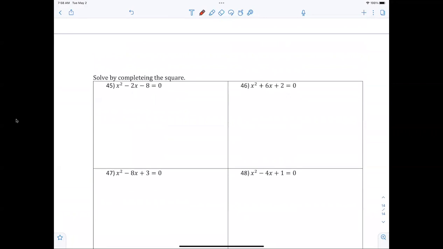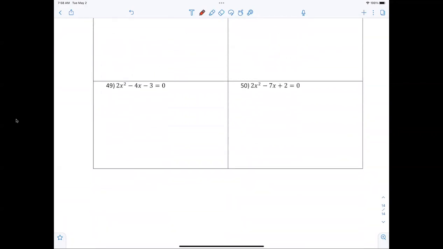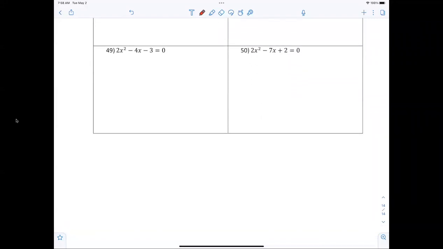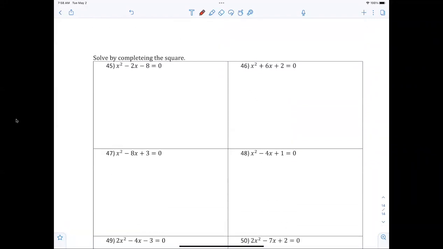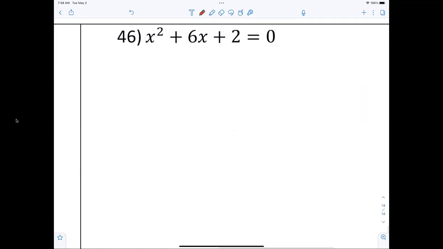Okay, solve by completing the square. All right. Now, last year in Algebra 1, I want to jump to this one because this one's the hard one. Last year, I only taught you how to do completing the square when the leading coefficient is a 1 and the middle term is even. All right, so let's review that.